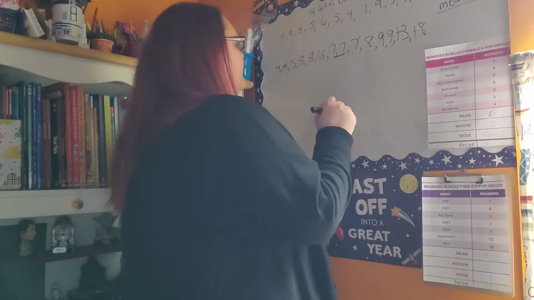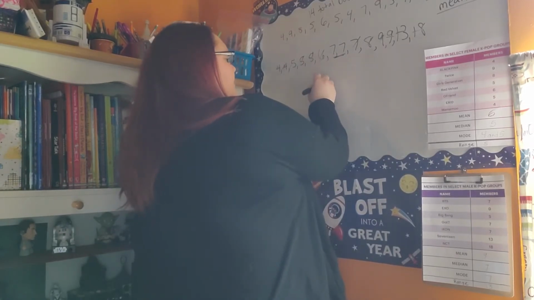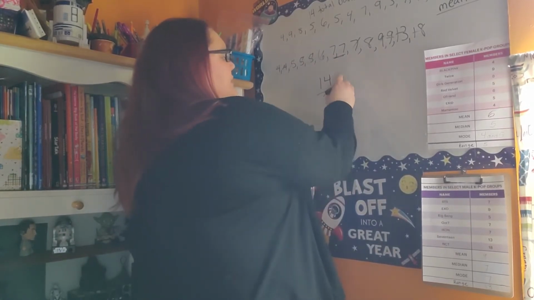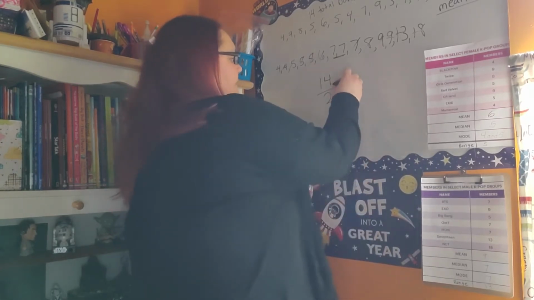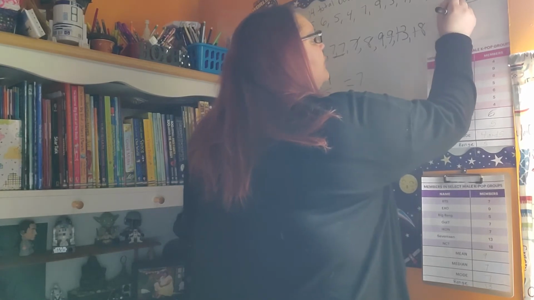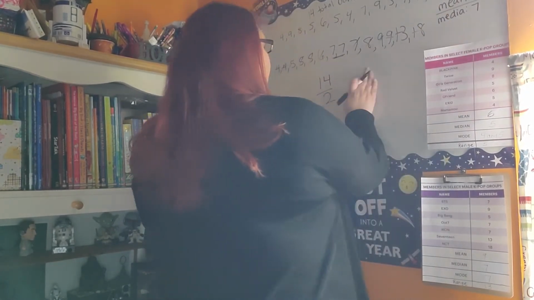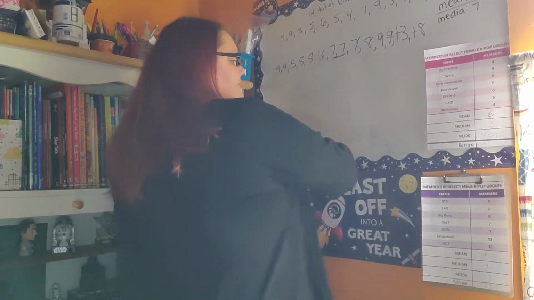Add them and then divide by 2. Okay, so 7 and 7 we already know is 14, right? And when we divide those by 2, we're going to get 7. So our median for both groups is going to be 7. Thank goodness we got an even number, right?